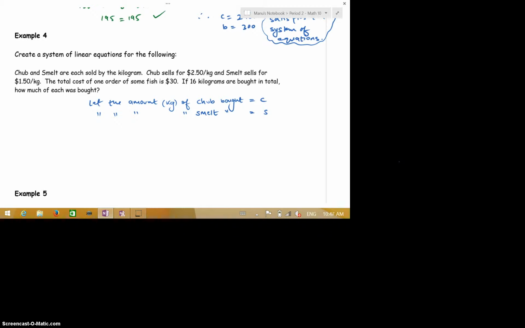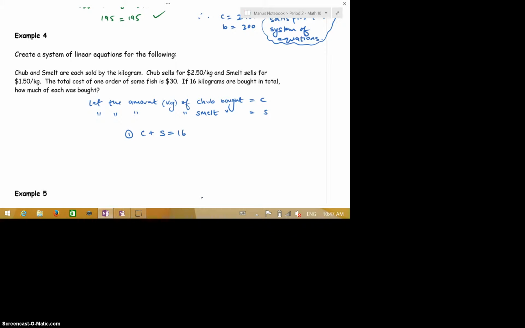So the first equation we're going to get, so what will be the first equation? We're given two pieces of information. First, we're told that 16 kilograms are bought in total. So what does that tell us? C plus S equals 16. Right? The amount of the two items bought added up together gives us 16. What else do we know? Jamila? That's right. C times 2.50 plus S times 1.50 equals $30.